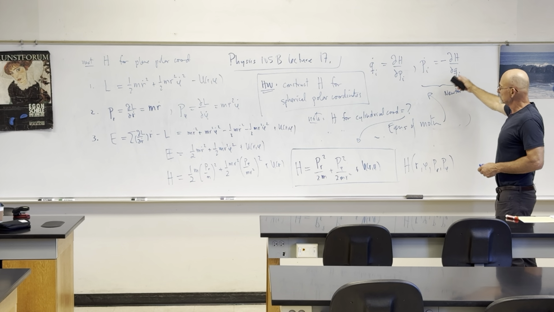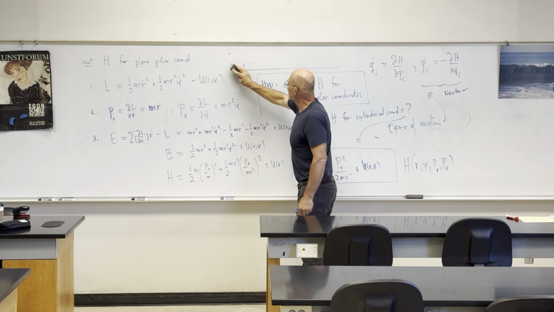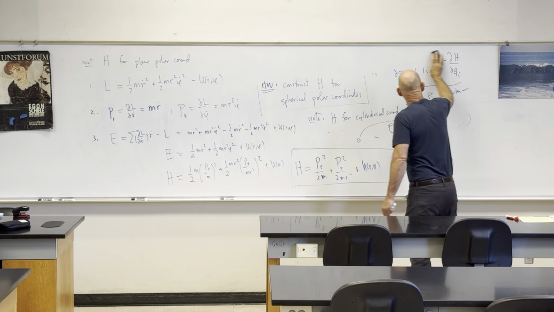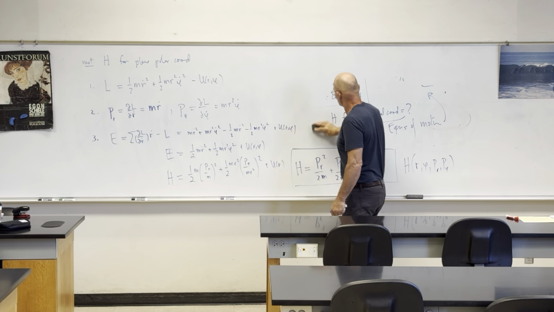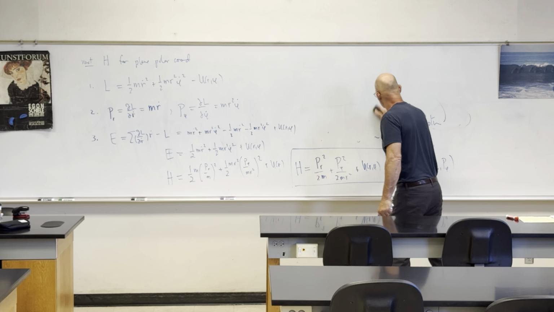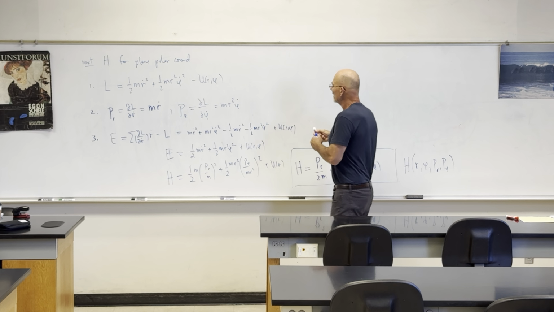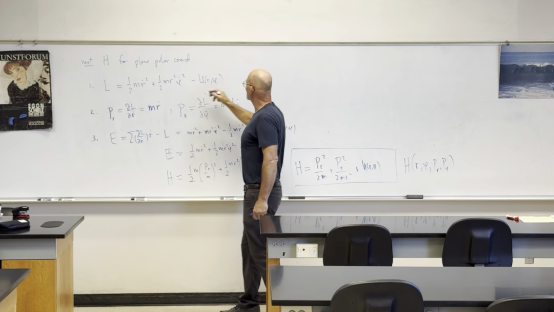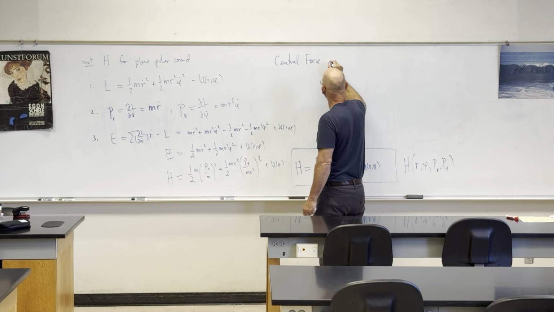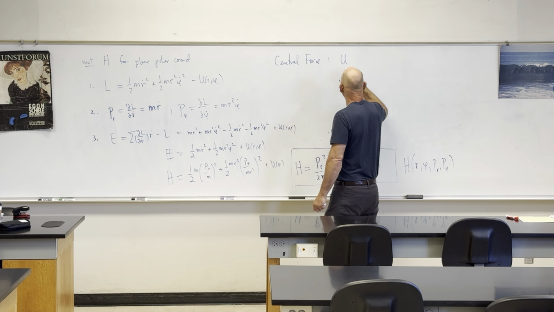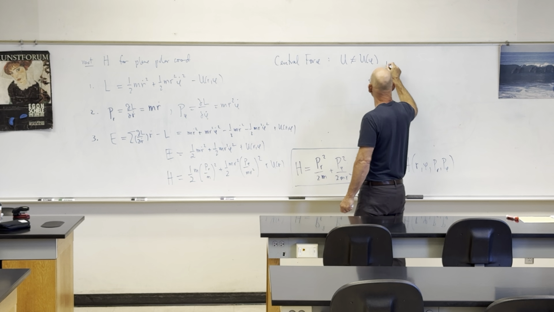What can I erase? This stuff up here? We have this? Yeah. So yeah, we'll get the central force Hamiltonian. It's a good place to end. It's a perfect place to end. So this was the Hamiltonian for plane polar coordinates. Central force means that U is not explicitly a function of phi, right?